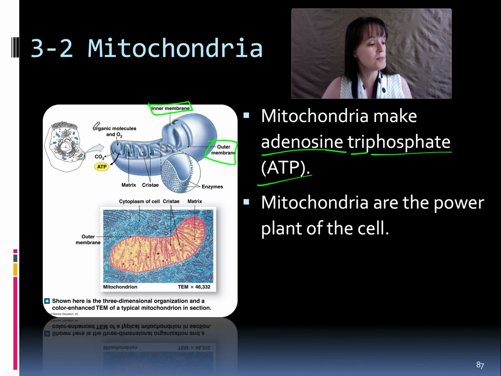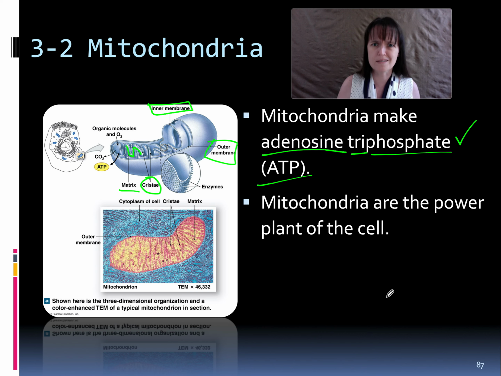So the inner membrane is the location of ATP synthesis, which we will discover more about next semester. The inner membrane has these little folds. See the folds? The folds are called cristae. And then the stuff inside, in between the folds, is matrix. So these are all terms you need to know. The mitochondria make the high energy compound ATP, adenosine triphosphate, and you would expect a skeletal muscle cell to have a lot, which is 2 words, of mitochondria, because skeletal muscles need energy to move. Lots of energy.